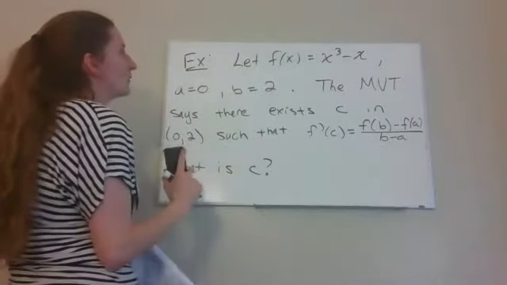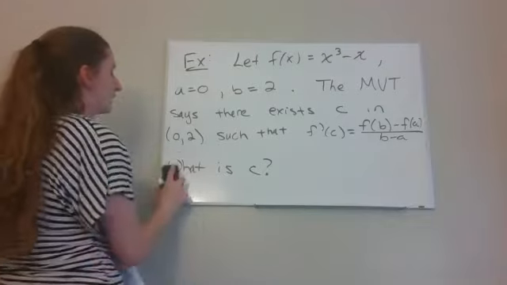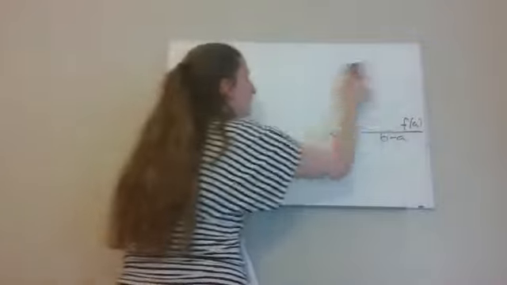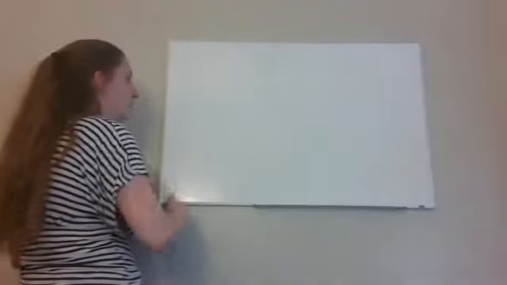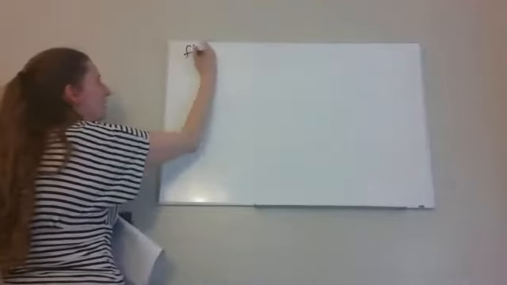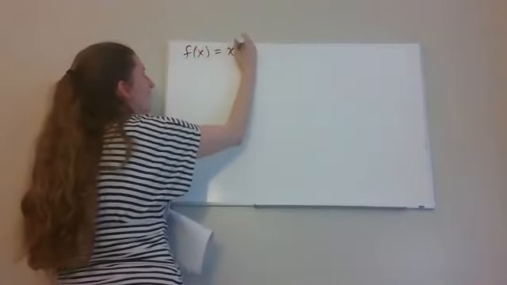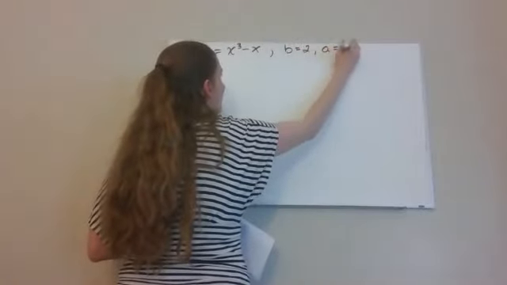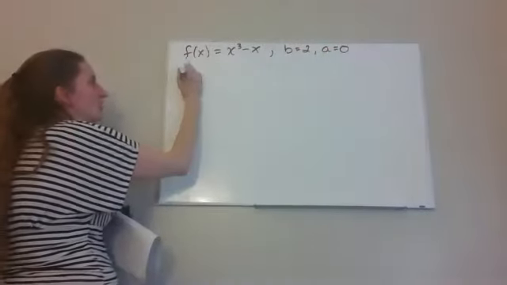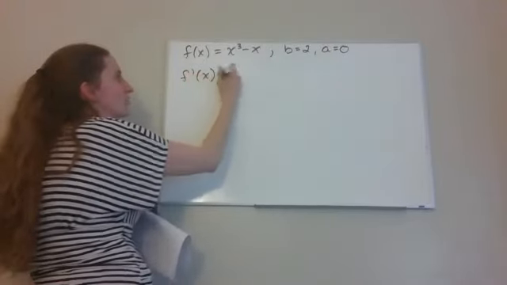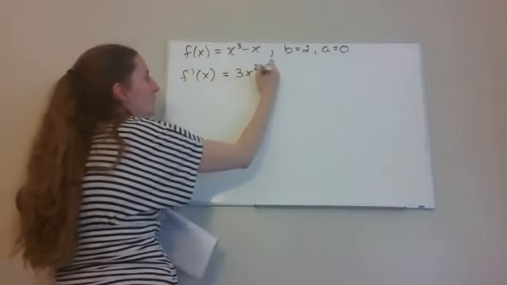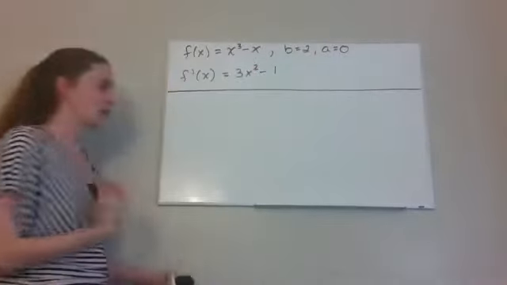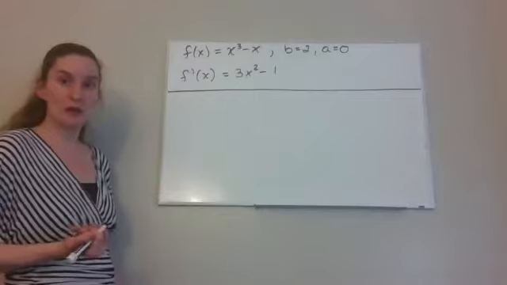My f of x was x cubed minus x. A is 0 and B is 2. So let me just write down those couple of things that I need. F of x is x cubed minus x. B is 2. A is 0. And we will need the derivative. So let's just find this derivative real quick using the power rule. 3x squared minus 1.